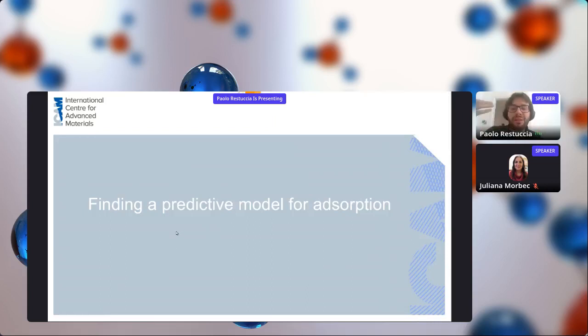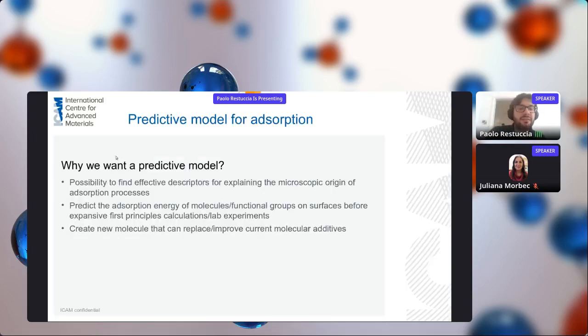Why is it so important to study and to find a predictive model for adsorption? This is something that people have been looking at in the past couple of decades, and the most important thing about finding a predictive model for molecular adsorption is the possibility to find effective descriptors for explaining the microscopic origin of the adsorption processes. So just the idea of answering the basic research question of why molecules attach on the surfaces and why they, for example, dissociate on a specific surface and not on another.